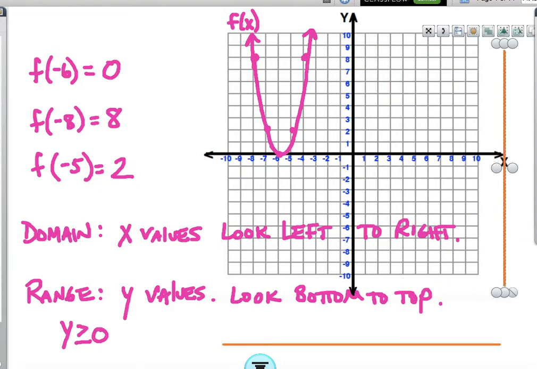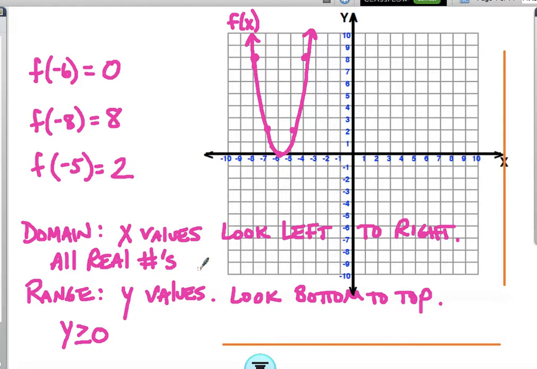So what I would say for the domain here is all real numbers, meaning x can be anything. Now there's a symbol for all real numbers, and it looks like, imagine an R with an extra line. That's the symbol for all real numbers. If you need to indicate all real numbers like on a Google form, you're not going to be able to find that symbol, so just type in all real numbers and that'll be good enough.